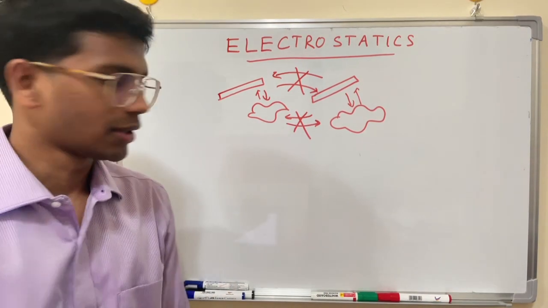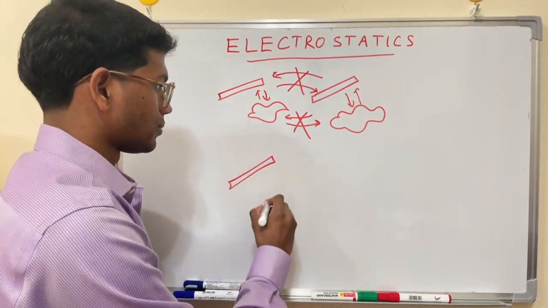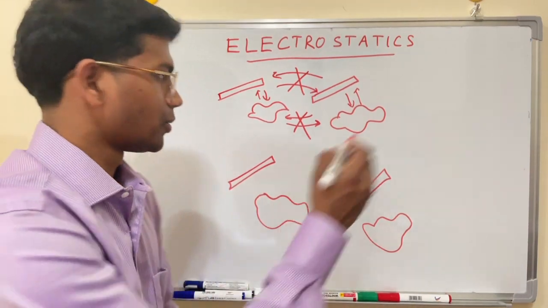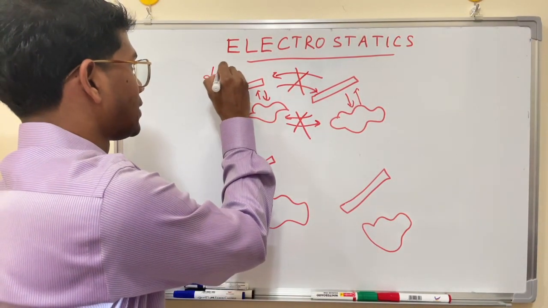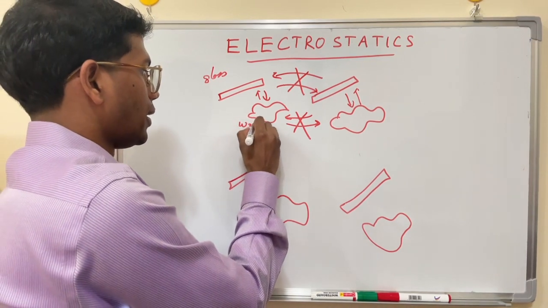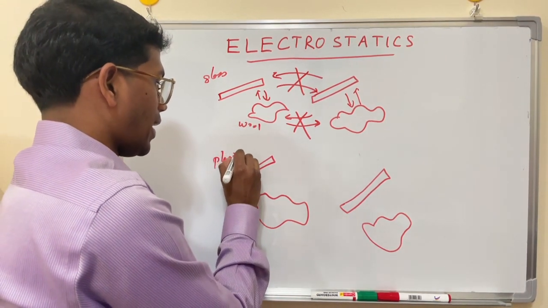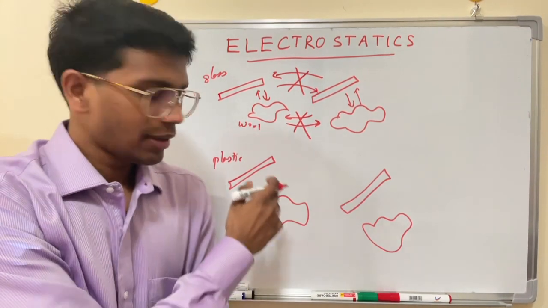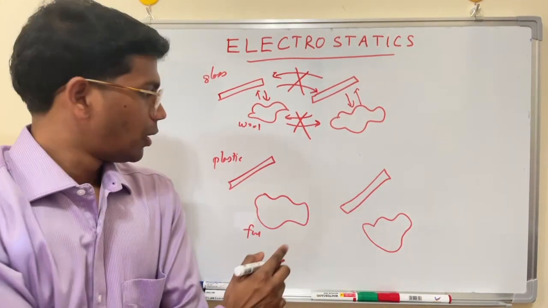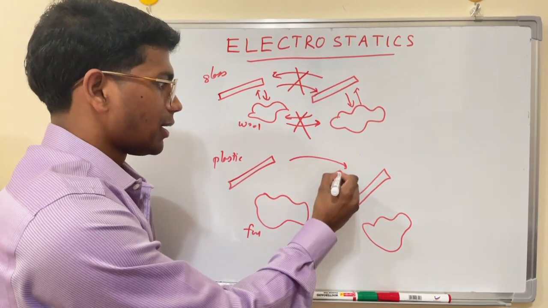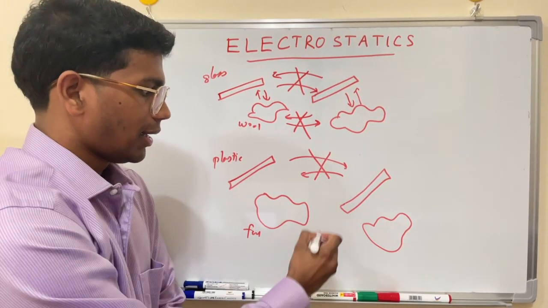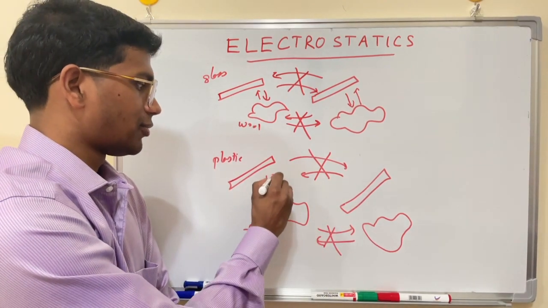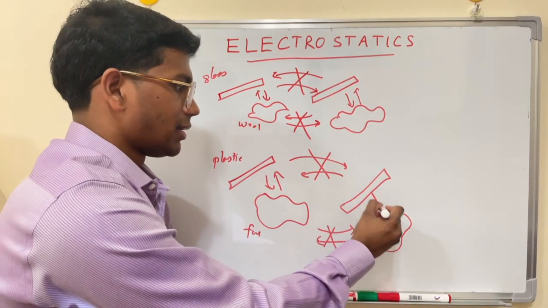We have another instance: plastic rods and cat's fur. Let me just write this down. This is glass and this is wool. This is plastic and this is fur. After rubbing the plastic and the fur, we observe that the plastic rods repel each other and the furs repel each other, which makes sense. And the plastic attracts the fur and so on.